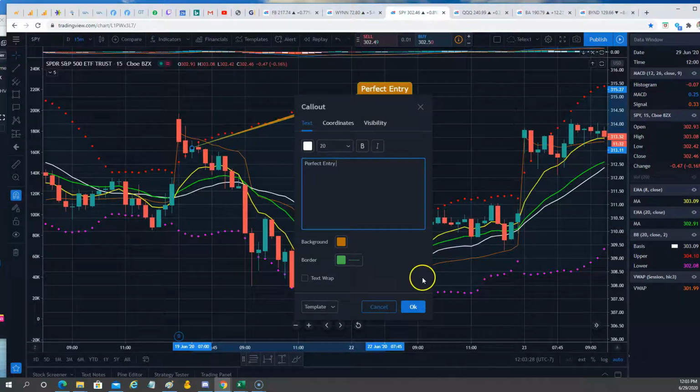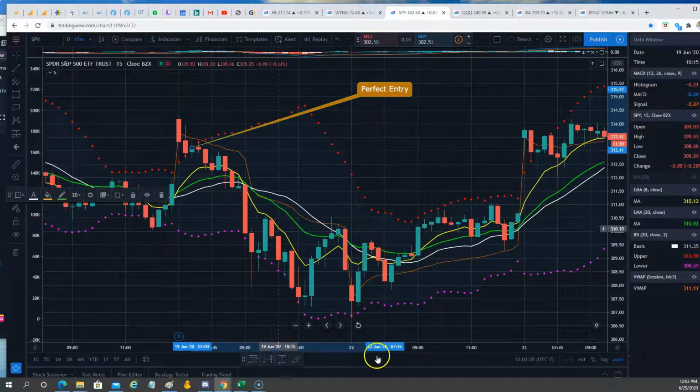For puts, we are bearish. This is a bearish scenario. So you have it here. When was this date here? This date was on the 19th, meaning 2 Fridays ago.